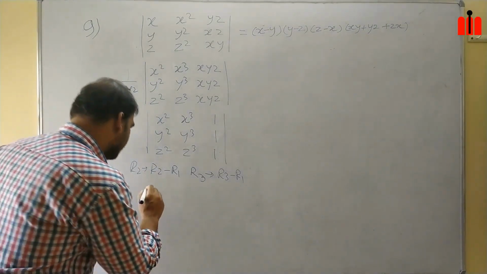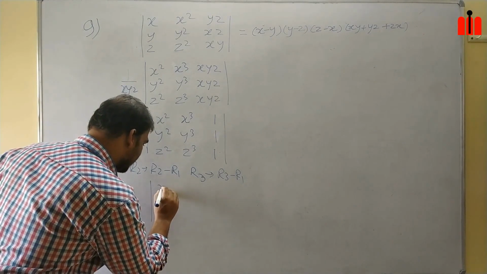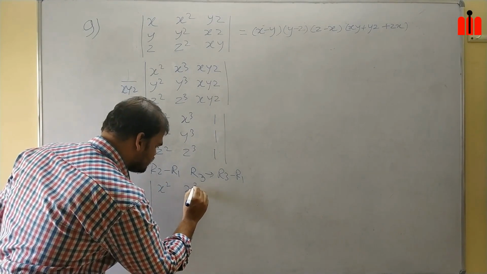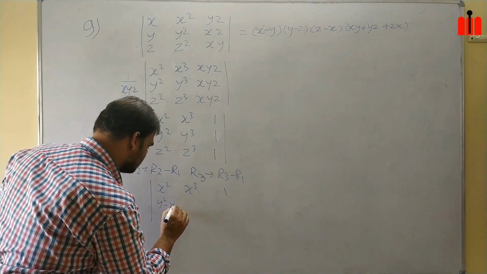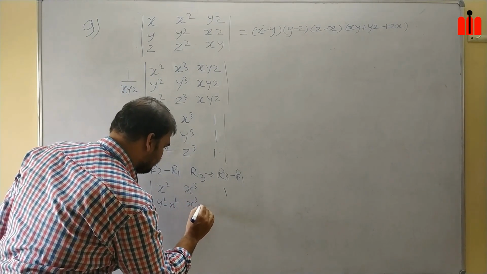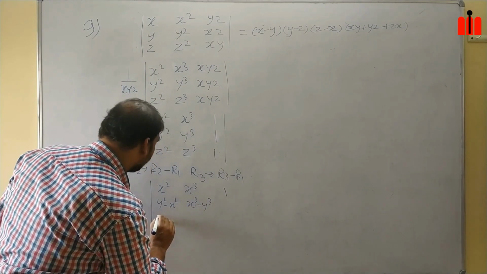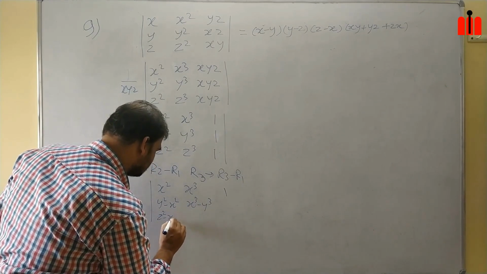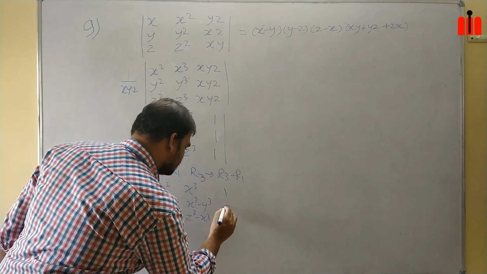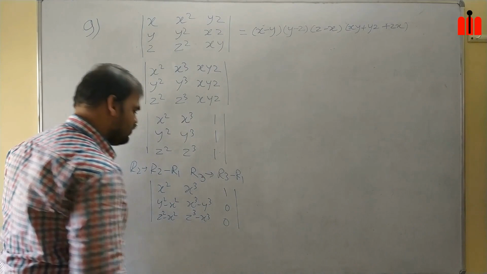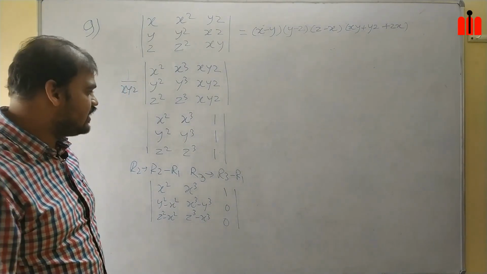Okay, so let's do that. So we will get here x square, x cube, 1, y square minus x square, y cube minus x cube, z square minus x square, z cube minus x cube, 0, 0. Okay, are you getting it?